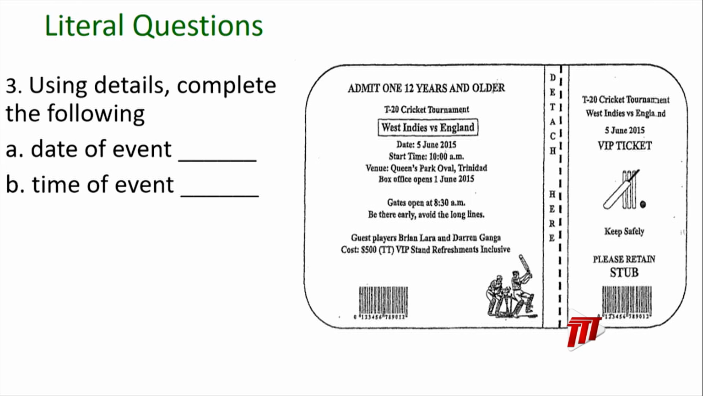Let's have a look at our third literal question. Remember, the answers to the literal questions are explicitly stated in the graphic. That is, you can find the answers to these questions by simply looking at the graphic and examining it closely. Using details, complete the following: date of event, time of event. The event being referred to here is the T20 cricket match between the West Indies and England.